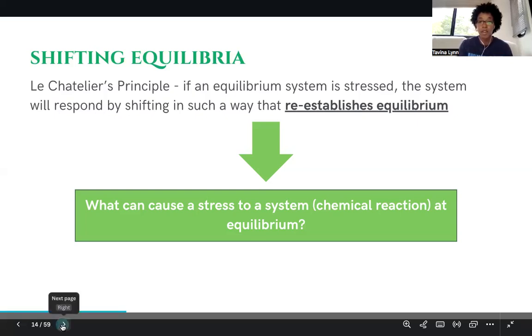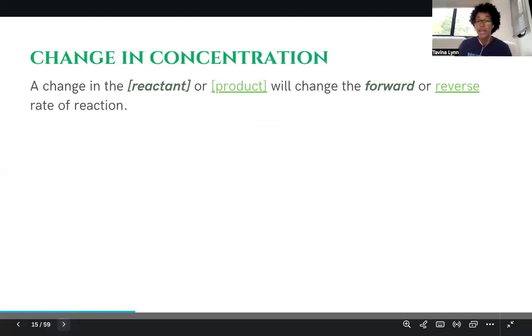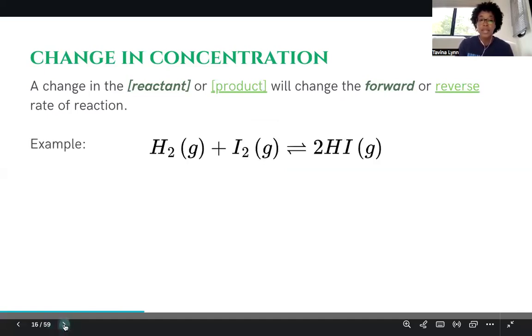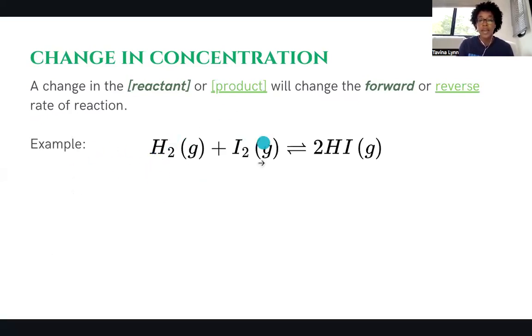The first thing that can cause stress, our stressor number one, is a change in concentration. If we have a change in the concentration of either our reactants or our products, it will change the rate of either our forward or our reverse reaction, and we saw that in kinetics. So that will also disrupt and change the equilibrium of the reaction. Let's look at an example. We have hydrogen and iodine combining to form hydrogen iodide.